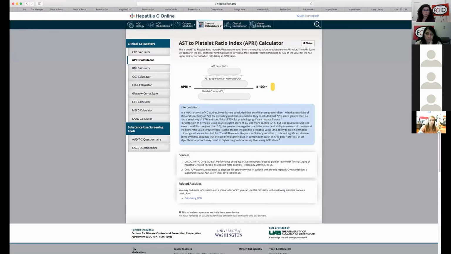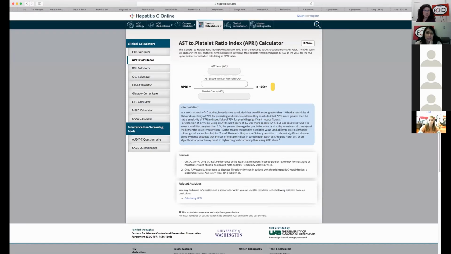So the APRI test, the CDC actually worked with the University of Washington to develop some web-based materials. I think some of these non-invasive tests were used more widely, certainly for hepatitis C infection, but have been translated to other diseases, including hepatitis B over time. So let me see if I can share this with you. Can folks see my screen?